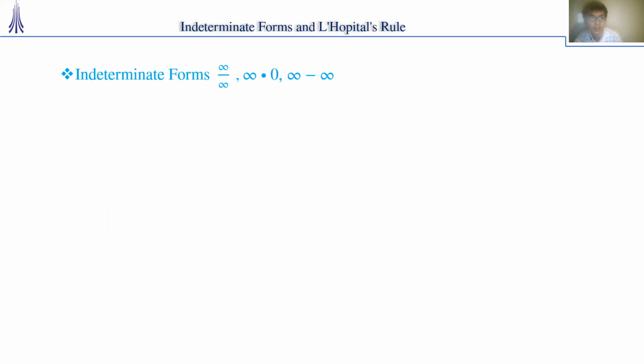Let's move on to the next part, which is indeterminate forms: infinity over infinity, infinity times 0, and infinity minus infinity.